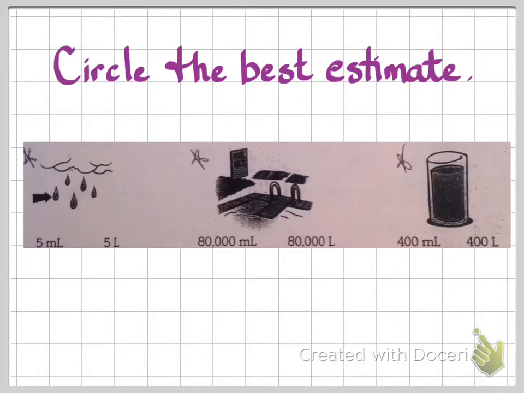You have 3 more problems for tonight's homework. You need to circle or write down the best estimate. Would the raindrops be 5 milliliters or 5 liters? Would a swimming pool be 80,000 milliliters or 80,000 liters? And then a glass of juice or milk, would that be 400 milliliters or 400 liters?